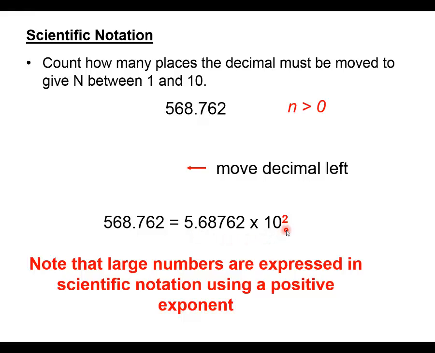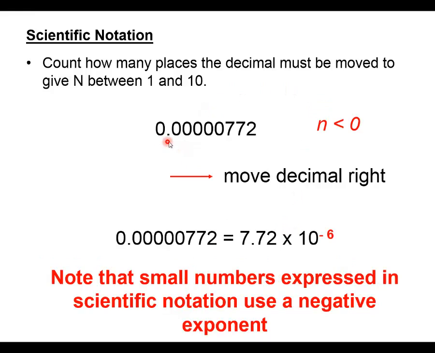Values that are larger than 10 will have positive values here. Values that are smaller than 1 would have negative values for these exponents. So this is a large number, so I need a positive exponent. Let's consider if I have a smaller value. So let's say we have this value, 0.000007.